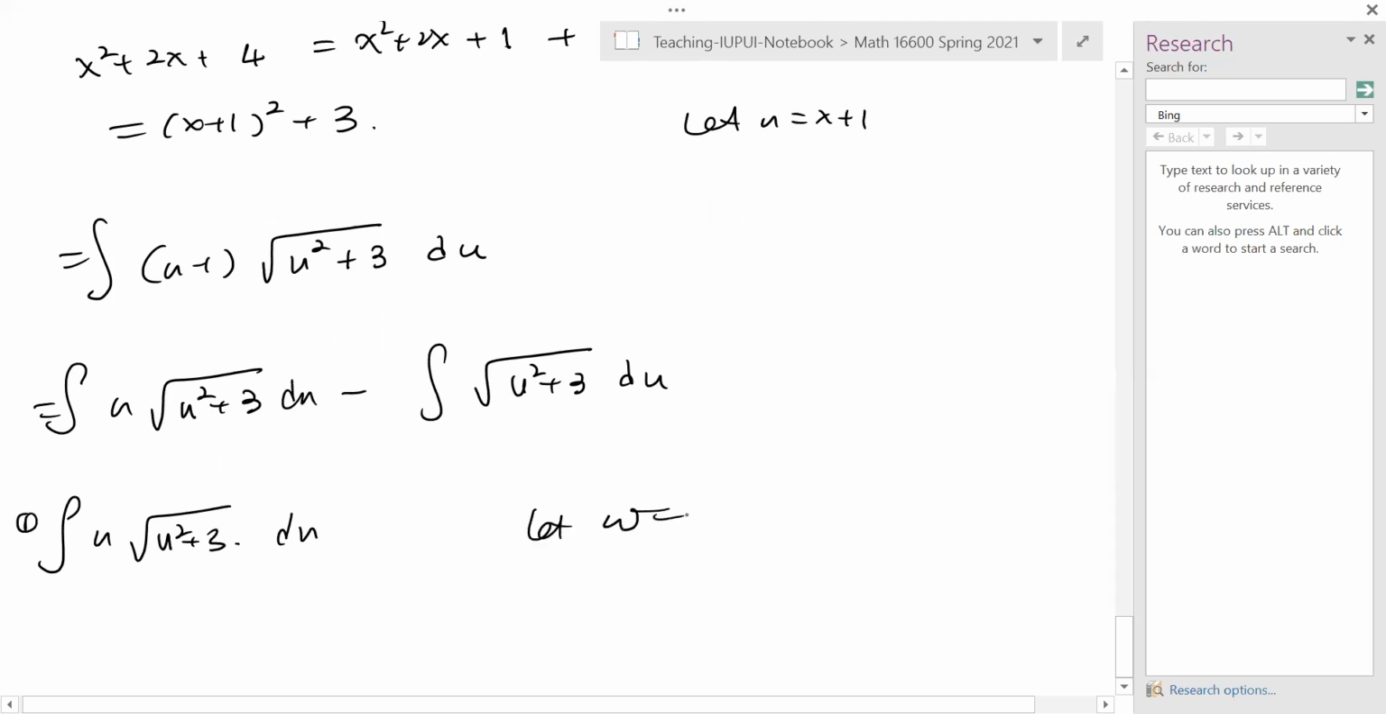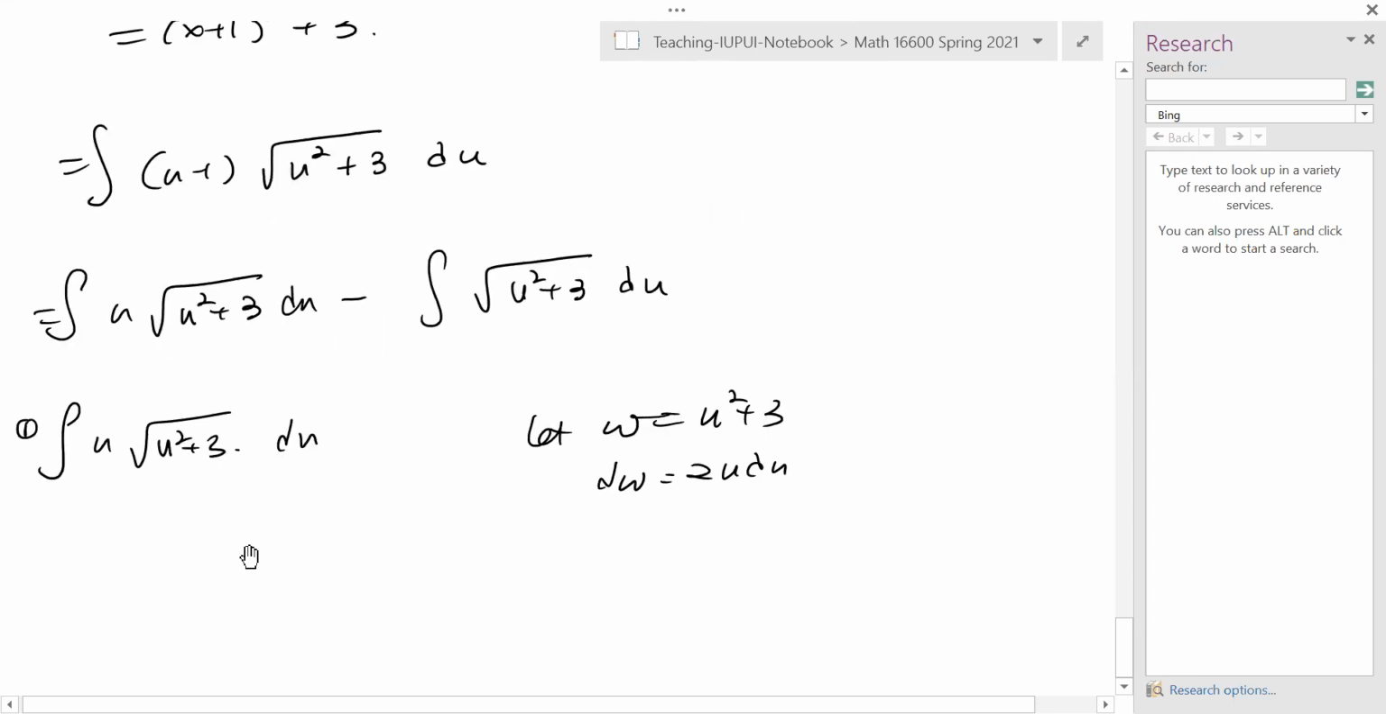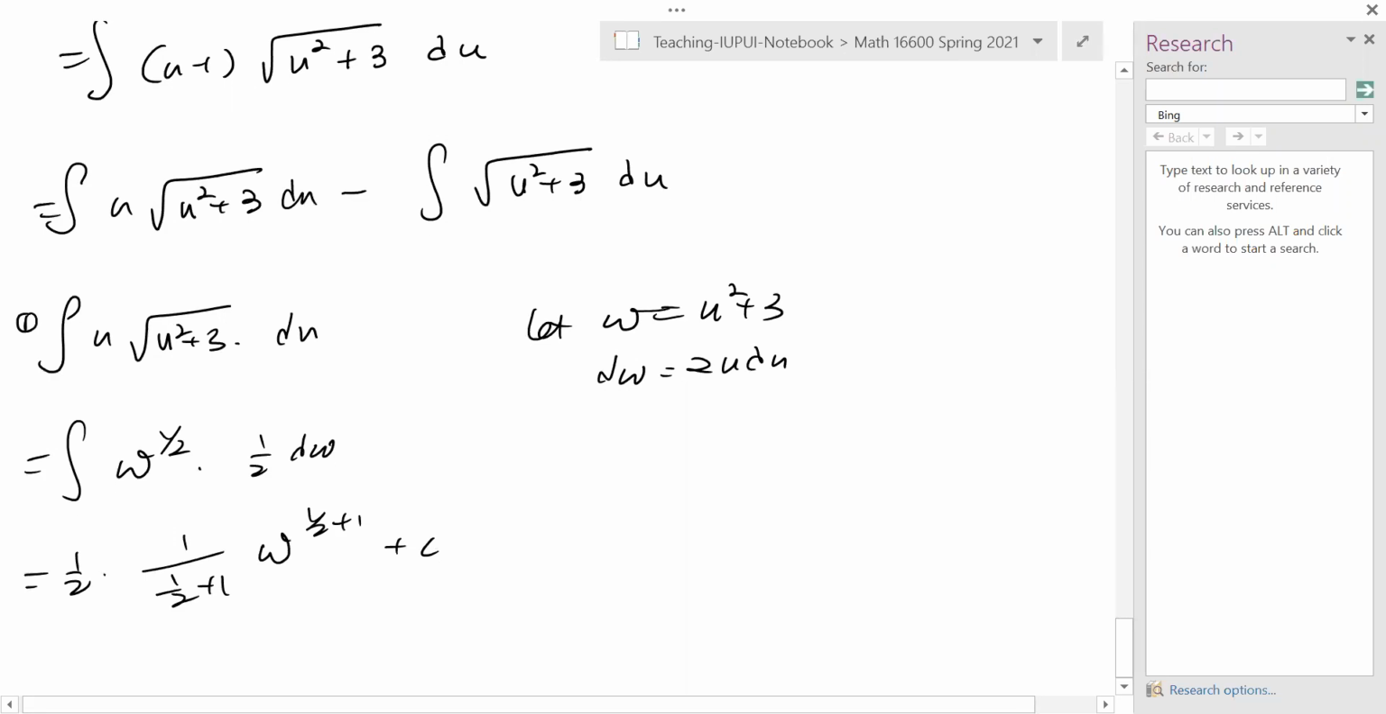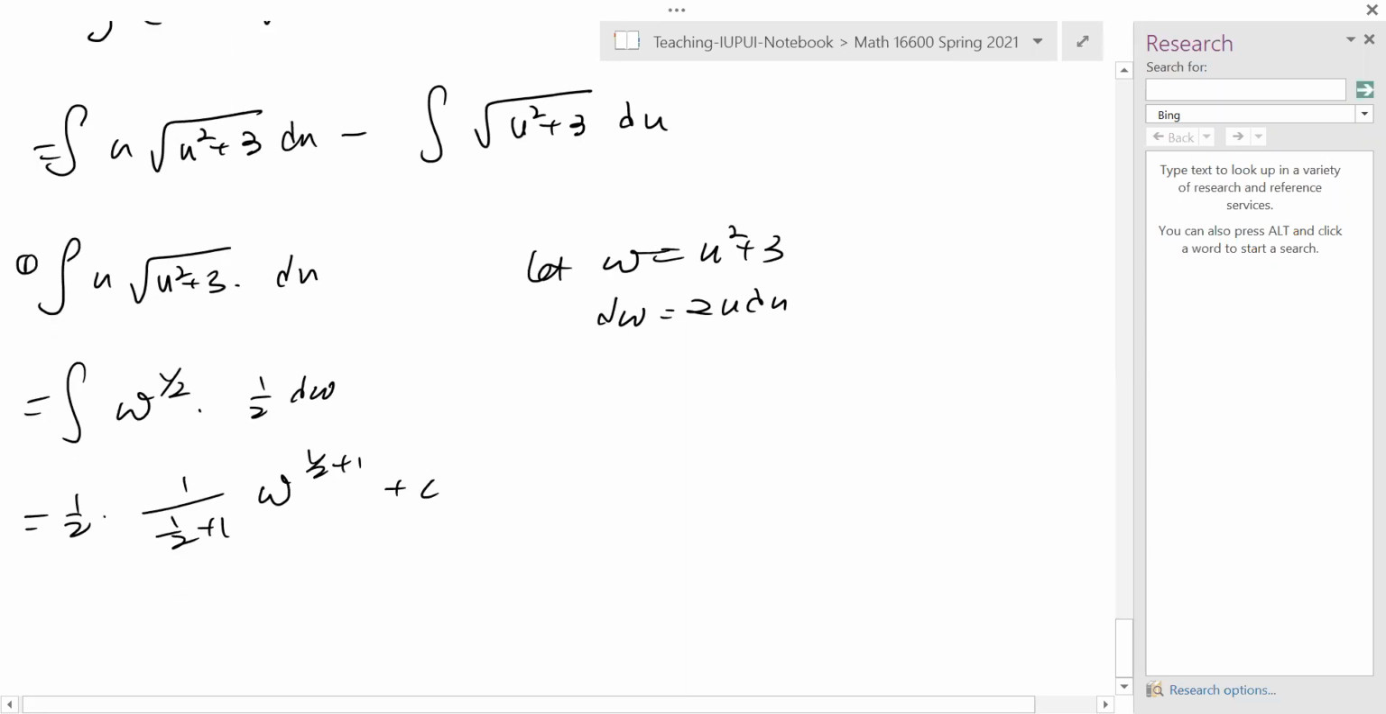So I let w be u squared plus 3, so dw equals 2u du. Right, so it's the integral of w to the 1/2. u times du is half of dw. It's not too bad, right? So the antiderivative of this is w to the 1/2 plus 1, and the coefficient is going to be 1/3. And w is u squared plus 3, so we get u squared plus 3 to the 3/2 plus constant. So we evaluated the first one.